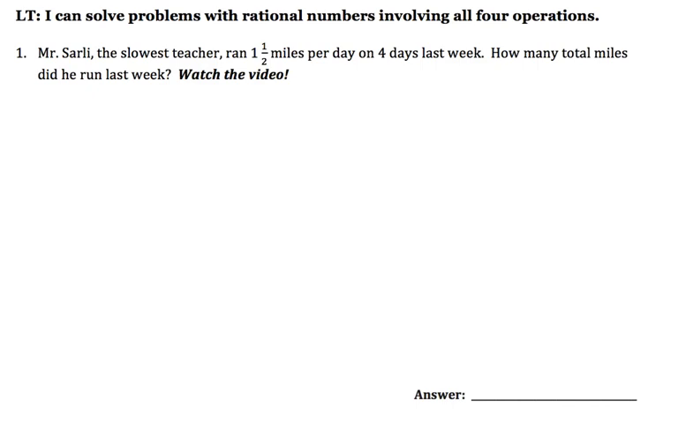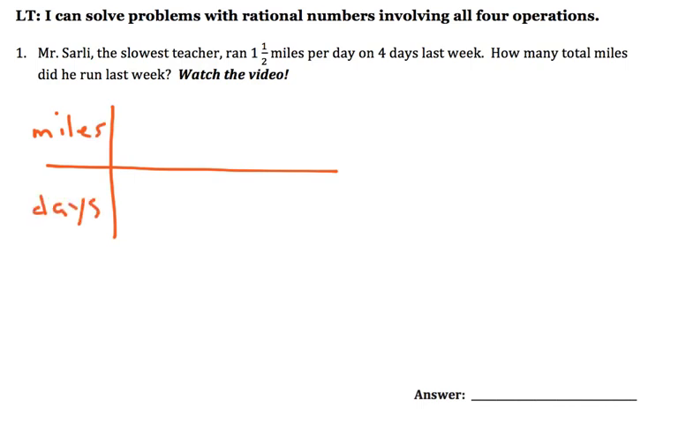So let's figure out, if we want to set this up in a ratio table, what it would look like. So we have miles and days. And now be really careful here. It says, I ran 1.5 miles per day. You really have to look at that carefully because it's easy to think, oh, 1.5 goes with 4, but it doesn't in this case. 1.5 miles, that's the amount per day or per one day.